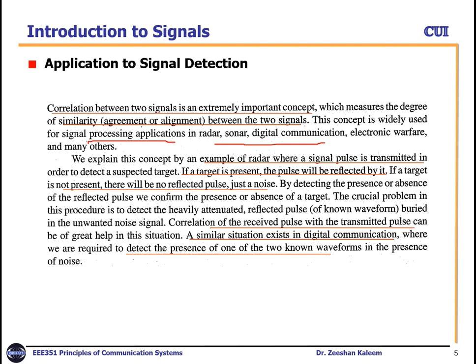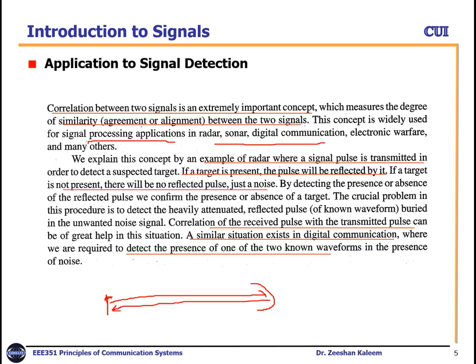How do they use it? Let's see. We explain this concept by taking an example of a radar. What is the basic phenomenon in radar? Whenever radar works, a signal pulse is transmitted in order to detect the suspected target. For example, this is a pulse and this is the suspected target here, right? You need to detect whether some target is present or not, which is suspected. So we transmit that pulse in this direction, and it will reflect and come back again here, right?